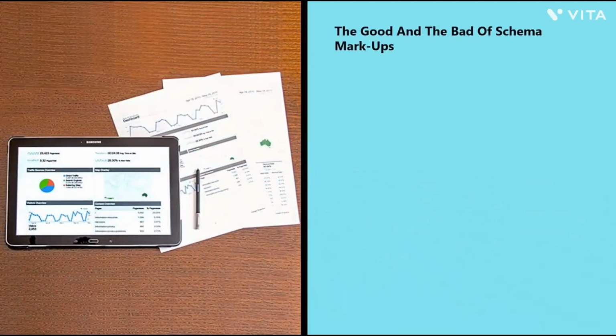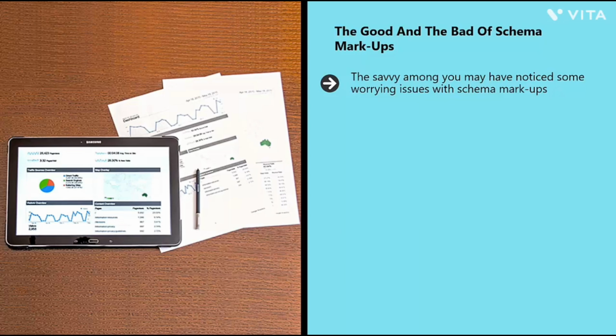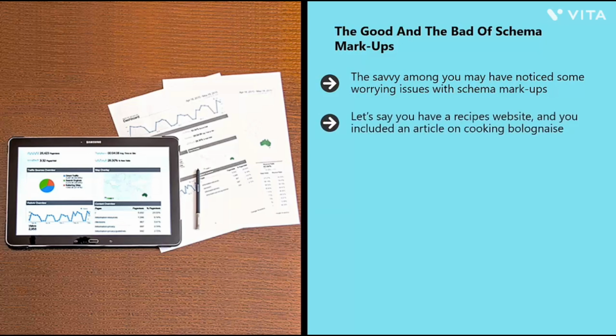The good and the bad of schema markups. The savvy among you may have noticed some worrying issues with schema markups. Specifically, they encourage people not to visit your website. Let's say you have a recipes website and you included an article on cooking bolognese. You probably did this hoping that people would search for it on Google, find your website, and then visit your page in order to read about it. In doing so, they might also click on a few ads, they might buy an affiliate product, or they might just remember your brand so they come back again in the future.